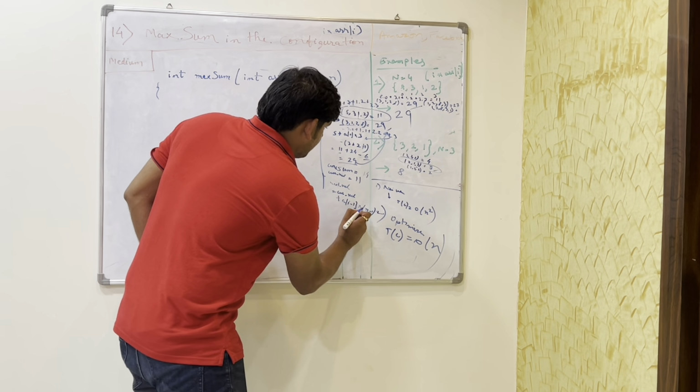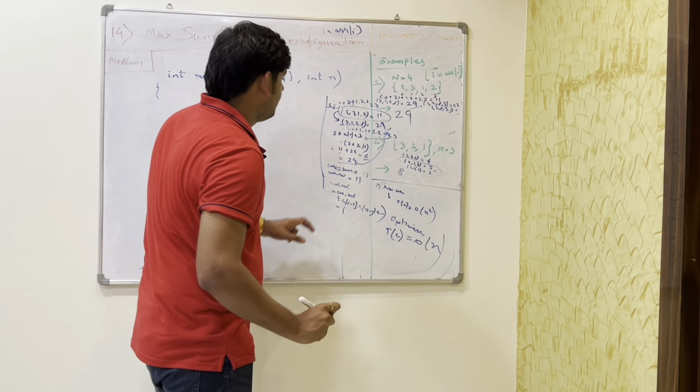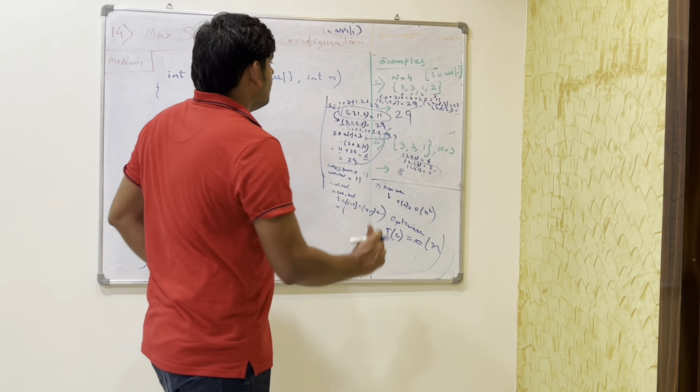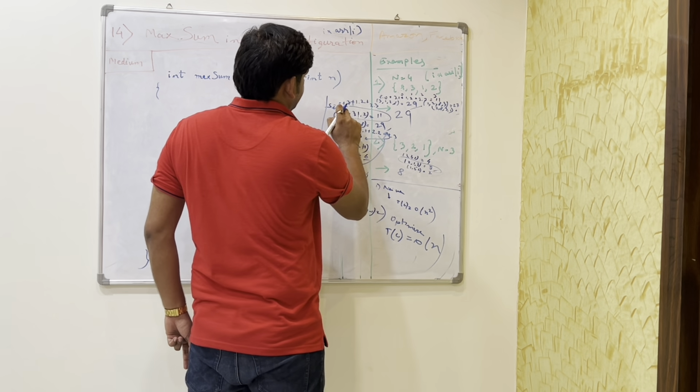So current value plus this, minus, what would be the minus value? We will be subtracting this 3 plus 2 plus 1. So 3 plus 2 plus 1 we are subtracting, we are not subtracting 8, right?